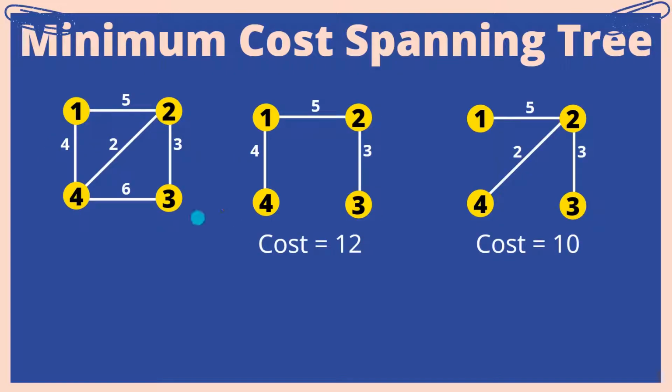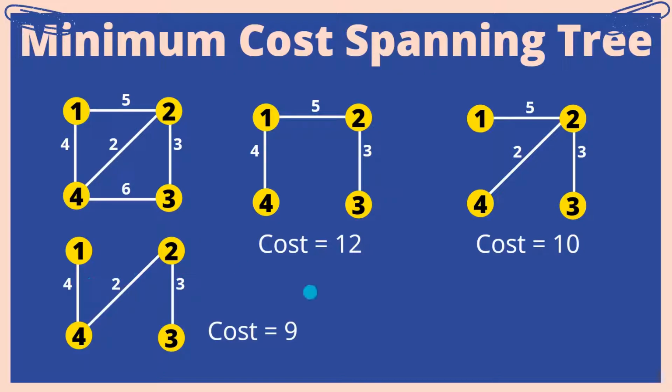So let us consider a weighted graph. This is a weighted graph and these are its spanning trees. The cost of this spanning tree is 4 plus 5 plus 3, that is 12. In case of this spanning tree, it's 5 plus 3 plus 2, that is 10. So are they the minimum? No, they are not the minimum cost spanning tree. So what is the minimum cost spanning tree? That is this one. It has cost 9.